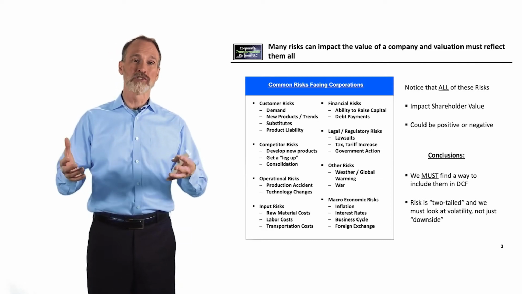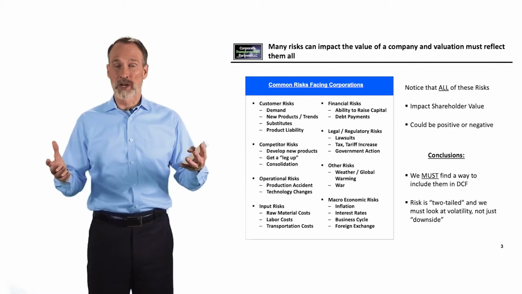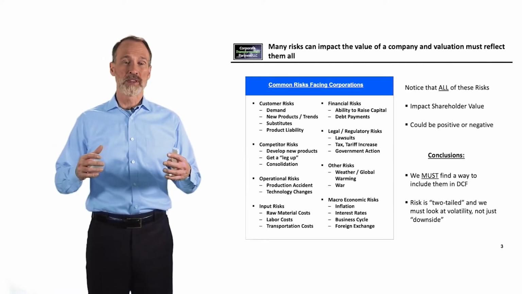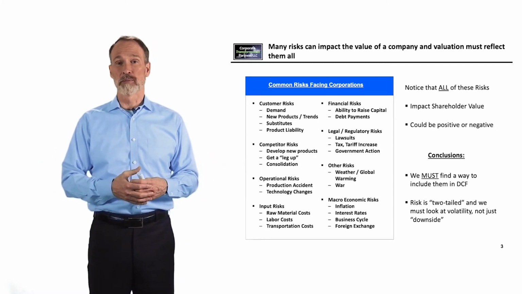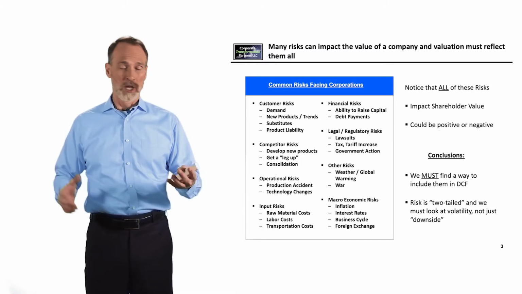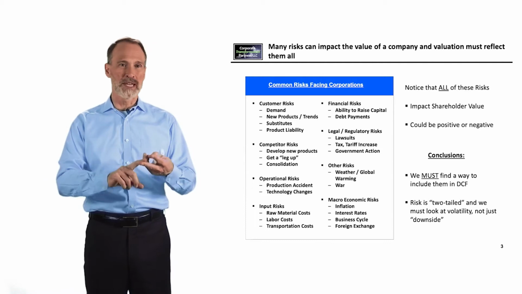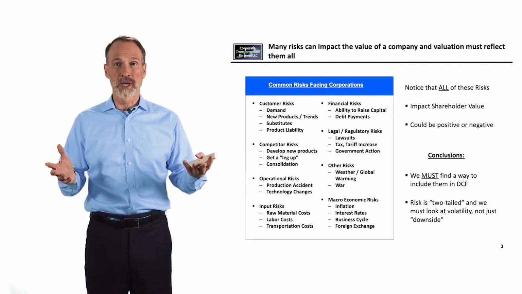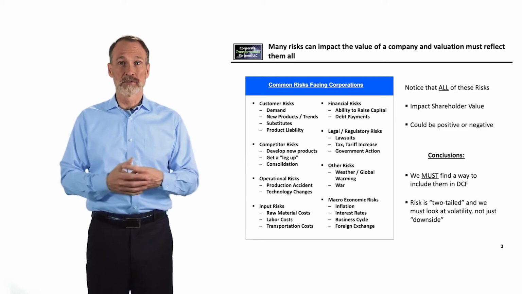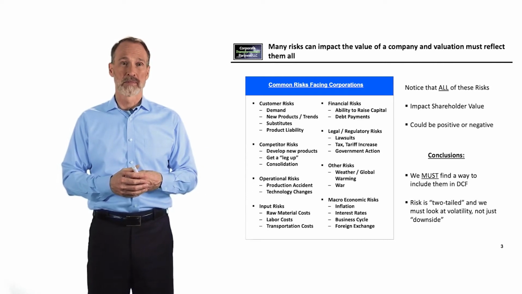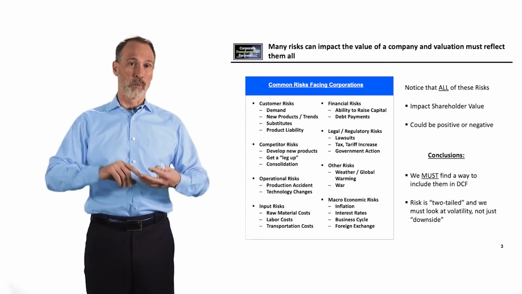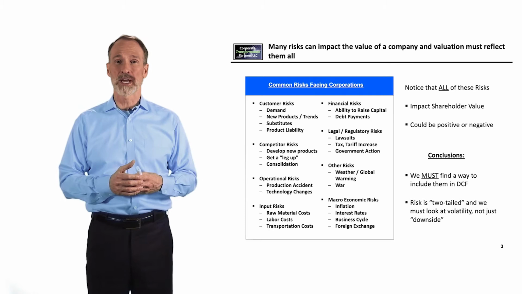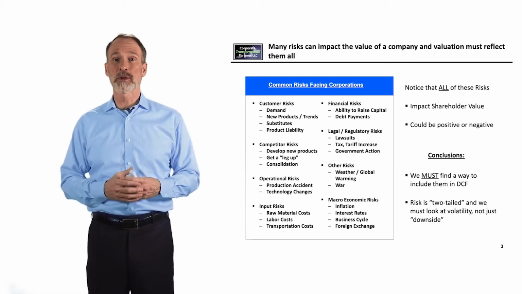You're also thinking about operational risks. Maybe you have an accident in your production, or maybe there's some risk that technology is going to come along and basically transform the platform of your business. There's also a whole series of input risks. The price of raw materials, the price of labor, the price of transportation could all be going up or potentially down, increasing the volatility in the value of your company. There's financing risks, there's legal and regulatory risks, there's weather risks, there's all kinds of things that could be going on here. Also importantly, there's macroeconomic risks.